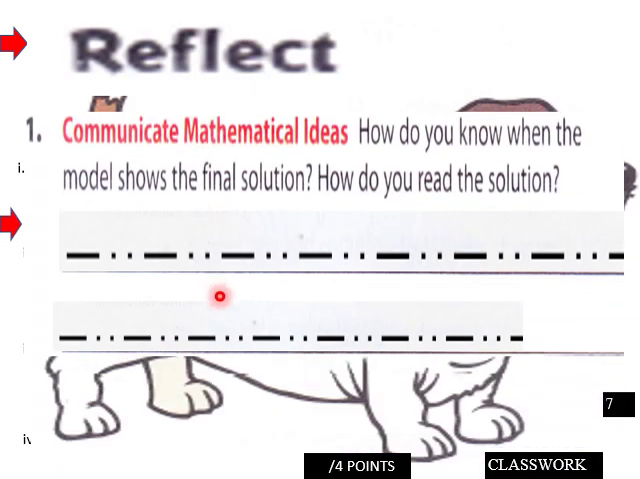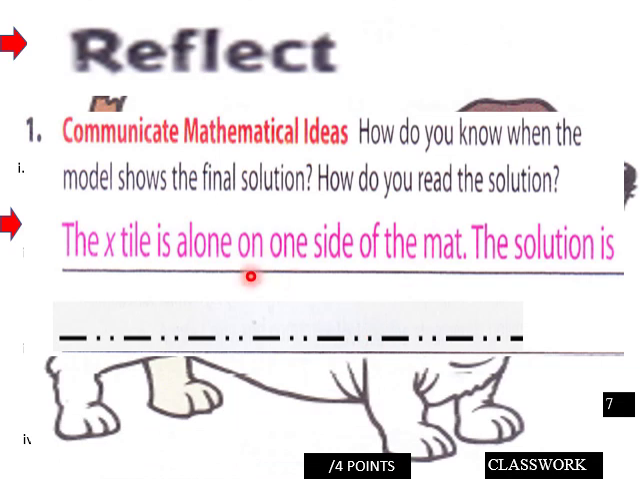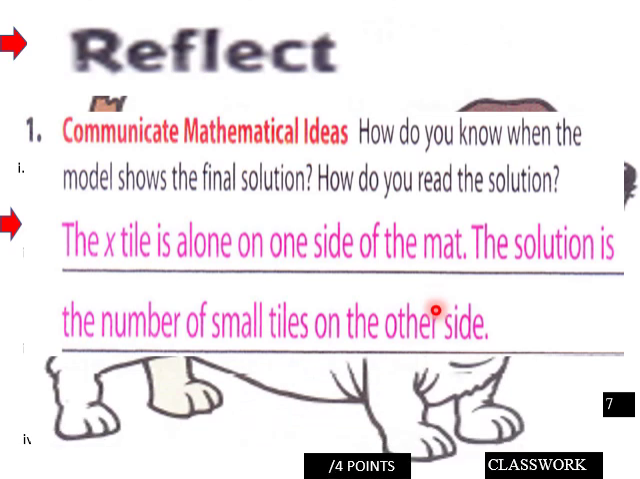Reflection here. Communicate mathematical ideas. How do you know when the model shows the final solution? How do you read the solution? So the x tile is alone on one side of the mat. The solution is the number of small tiles on the other side. So when you isolate your x on one side, like we did when we subtracted 6 from the left side, we subtracted 6 from the right side, and we got our answer. x equals what was left on the right side, which was 8.